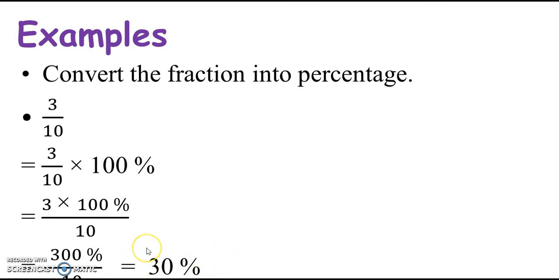So this is the method of how you can convert a fraction into a percentage. First of all, you have to write the fraction, then multiply it with 100%, multiply the numerator with the numbers and keep the denominator as it is, and then simplify it, and its answer will be 30%. So this is the method of how you can convert a fraction into a percentage.